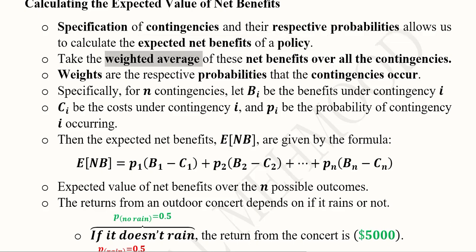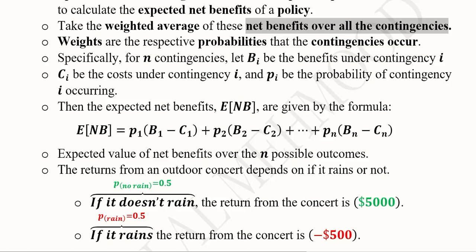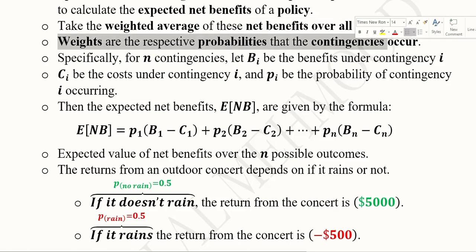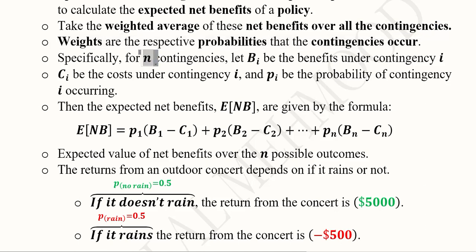It is basically the weighted average of the net benefits over all the contingencies. It means that we have to incorporate all the contingencies and their probabilities, and the probabilities will be used as the weights in this weighted average. If we assume that there is n number of contingencies and we have the benefits, I basically shows the events that can happen, B is showing the benefits, and C is representing the costs.